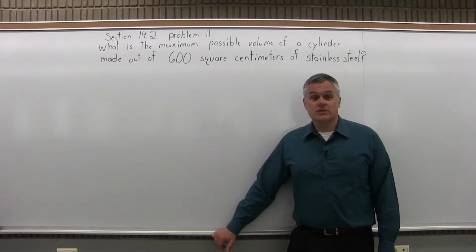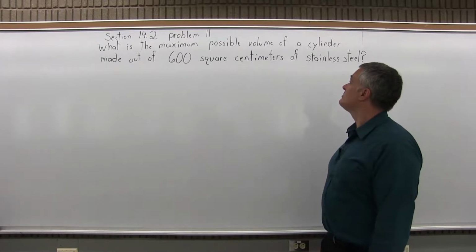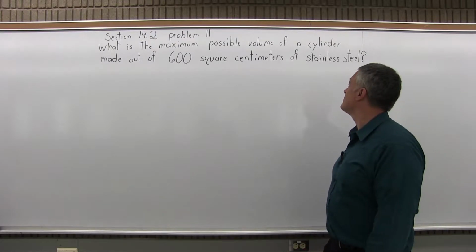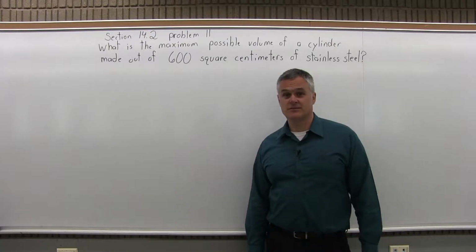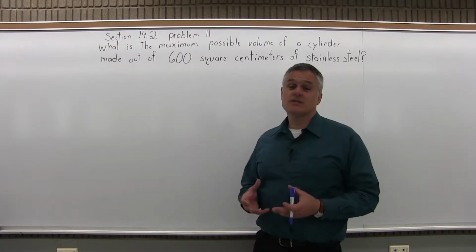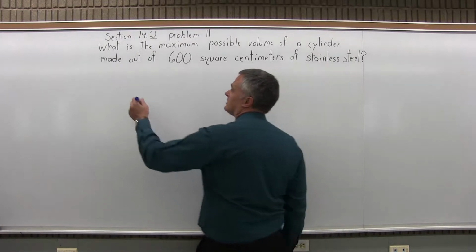This is Section 14.2, problem number 11, and it says, what is the maximum possible volume of a cylinder made out of 600 square centimeters of stainless steel? So, you have 600 square centimeters of stainless steel to use. You want to make the cylinder so it holds as much volume as possible.